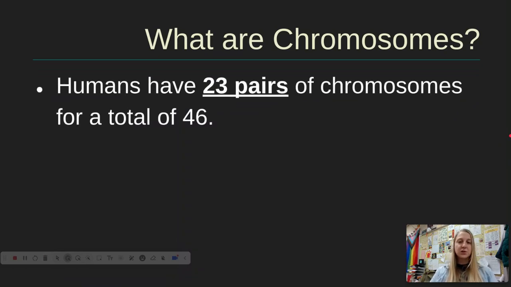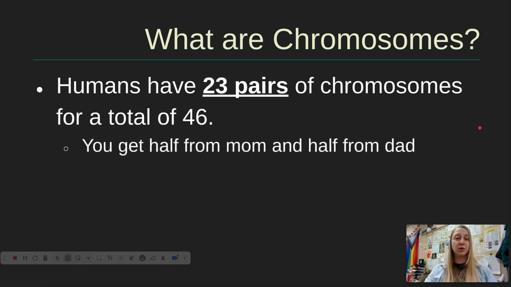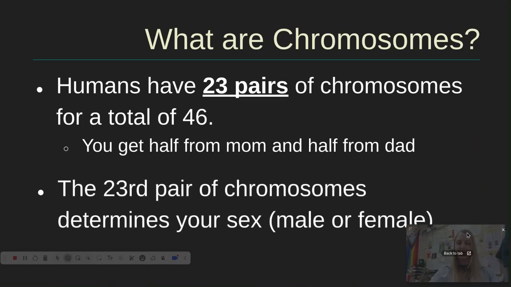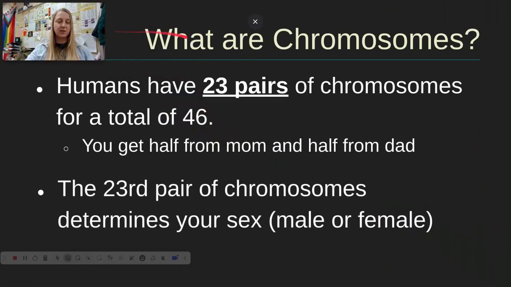Continuing with our notes, humans have 23 pairs of chromosomes for a total of 46. You probably already know this, but you get half of your chromosomes from mom and the other half from dad. Obviously, your biological mom and dad. Now, the 23rd pair of chromosomes determines your sex.